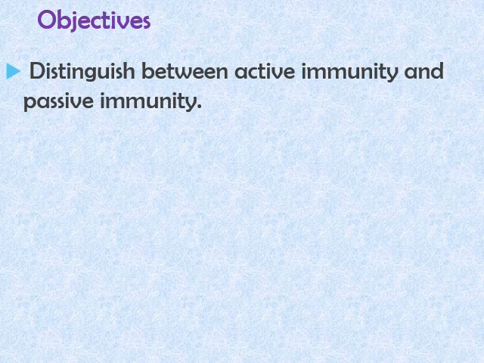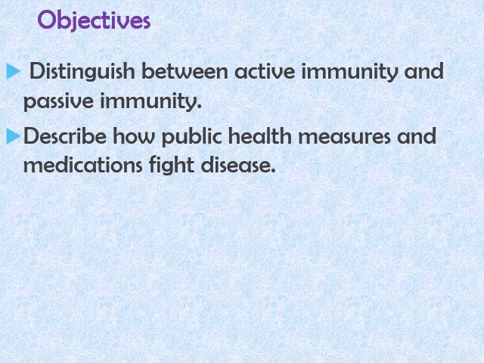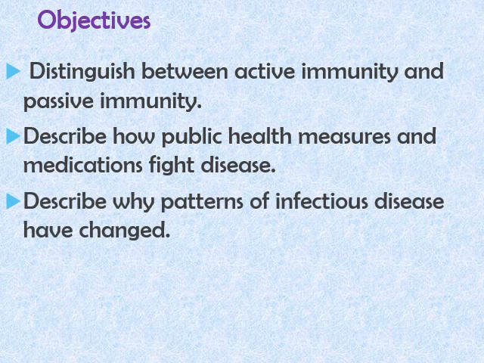Objectives of this lesson. At the end of this lesson, you should be able to distinguish between active immunity and passive immunity, describe how public health measures and medications fight disease, and finally, describe why patterns of infectious disease have changed over time.